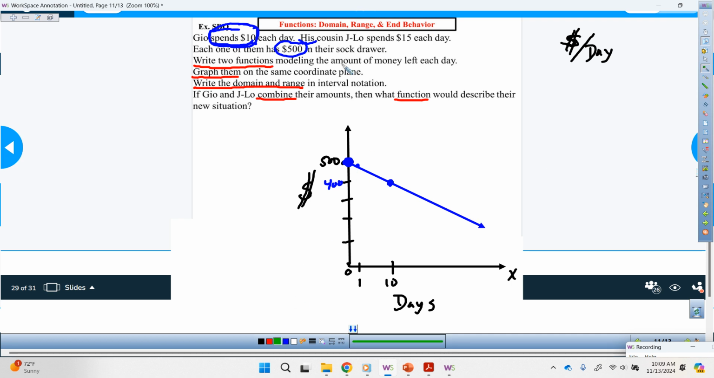So J-Lo spends how much, everyone? 15. And she also has how much to get started? 500. So I'm going to start at 500 right here. However, after 10 days, tell your neighbor how much money does J-Lo have left if she's spending $15 a day.